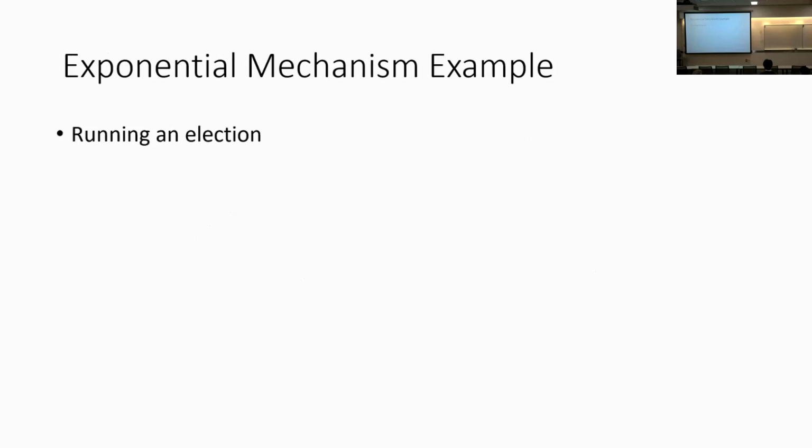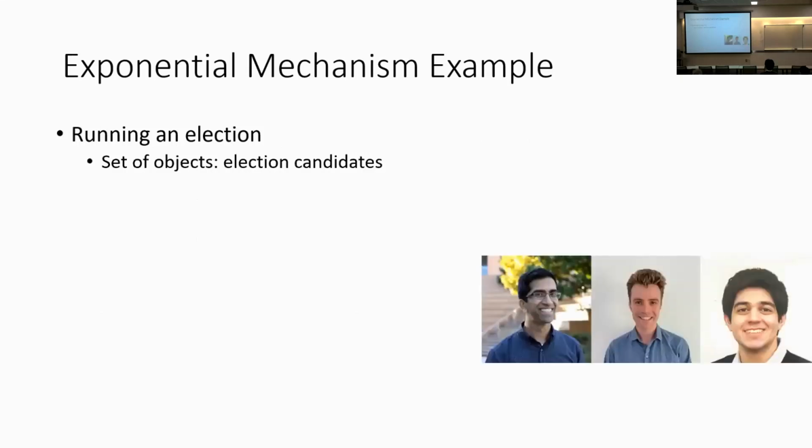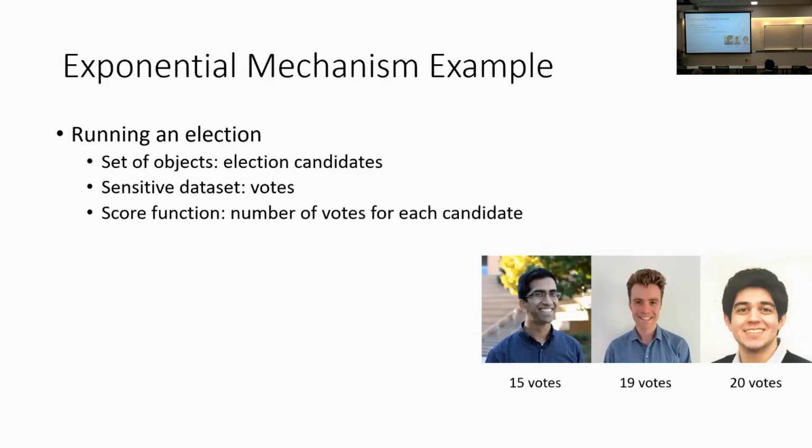Like I said, this is abstract, so let's go with a specific concrete example where I'm going to imagine running an election as a canonical example, where we want to run an election privately. So like I said, we have a set of objects who are the election candidates. In this case, we're going to use the authors of this paper. The sensitive data set is quite naturally the votes for who they were cast for. And you can see a set of votes here, in which Mabod gets the most votes because he's the best. I get the least because, that's the way the world works. And the score function is very naturally the number of votes for each candidate.